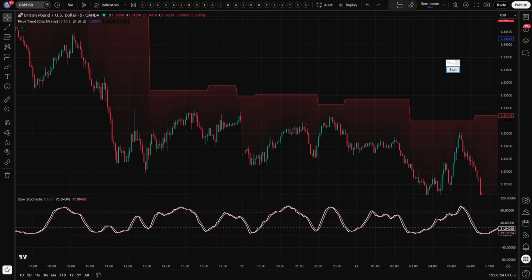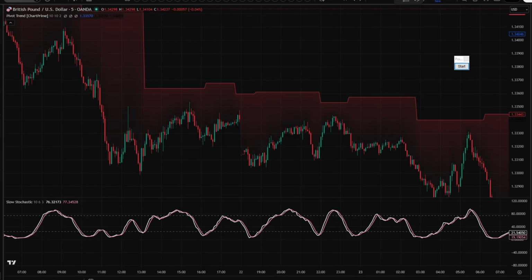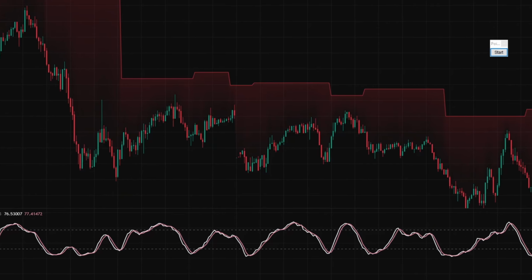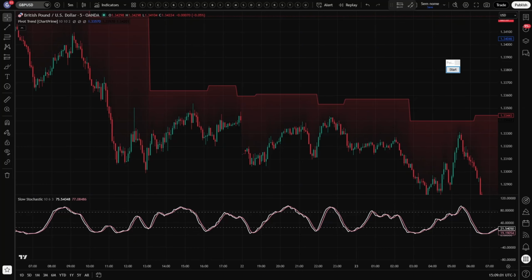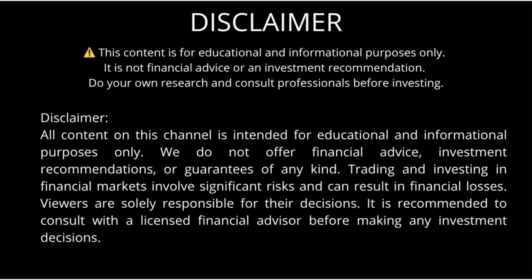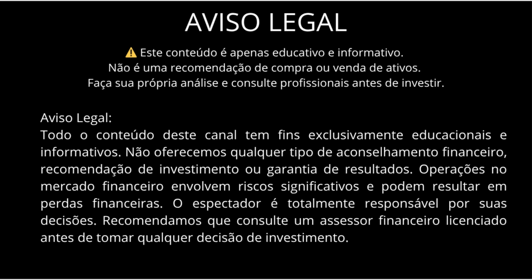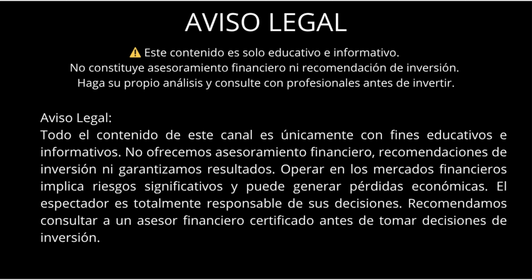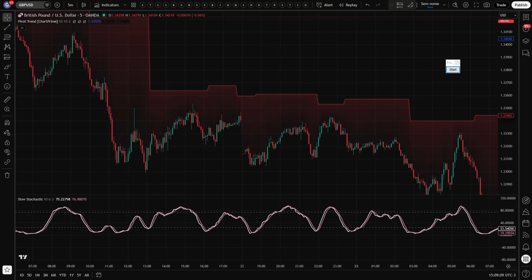But remember, you must always combine it with support and resistance, a higher time frame, market context, and, most importantly, understand this video is educational, not an investment recommendation, not a suggestion to buy or sell assets, nor to use the indicator, because the financial market is risky and you could lose money.